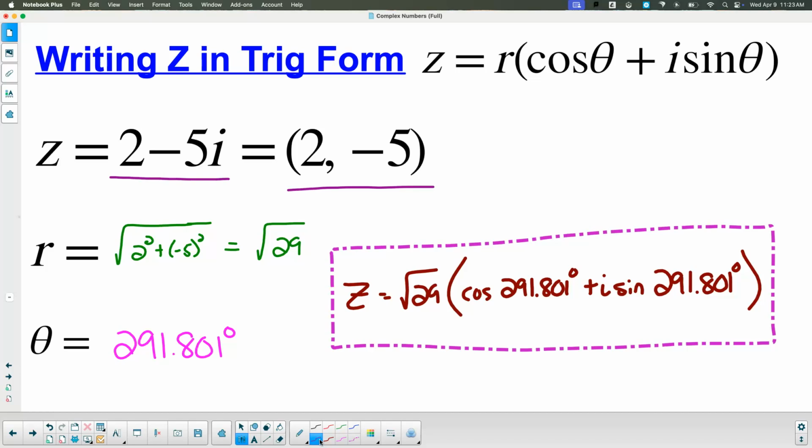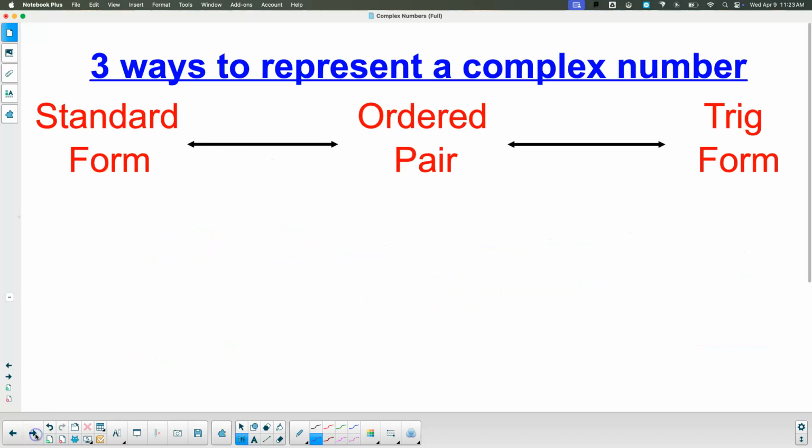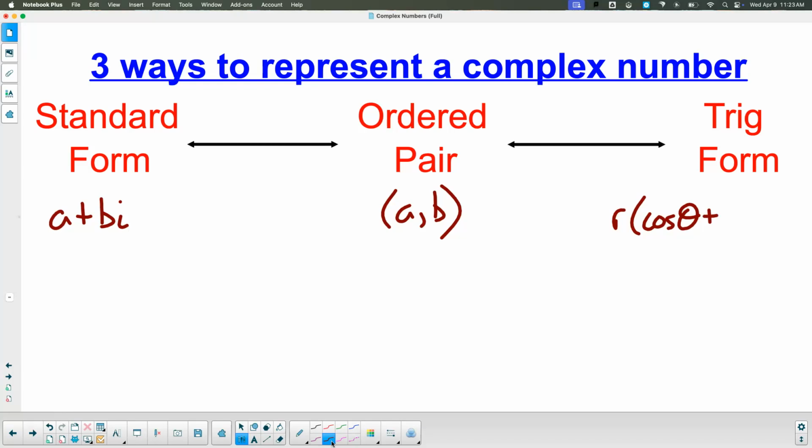Those are the three forms now that we can have of a complex number. Standard form or rectangular form, ordered pair form, trig form. Okay? So once again, standard form here would be a plus bi. Ordered pair form would be a comma b. And trig form would be r cosine of theta plus i sine of theta.